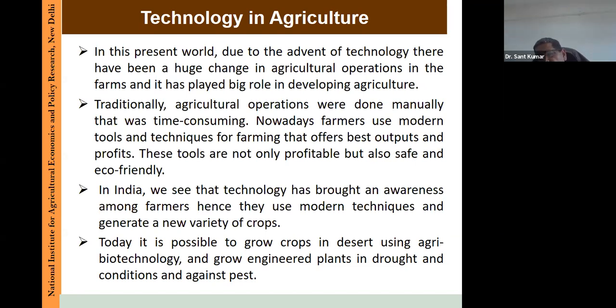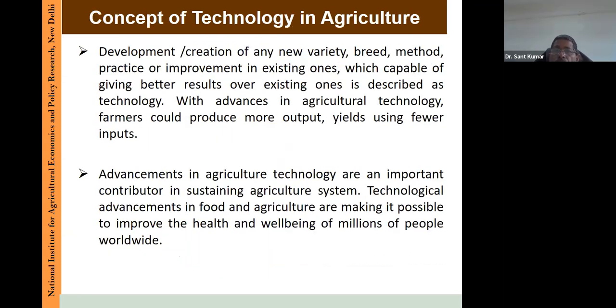Today, it is possible to grow crops even in desert areas using agriculture biotechnology, and grow engineered plants in drought conditions and against pests. So the concept that development or the creation of any new variety, breed, machine, practice, or improvement in the existing, which is capable of giving better results over the existing one, is broadly described as technology.